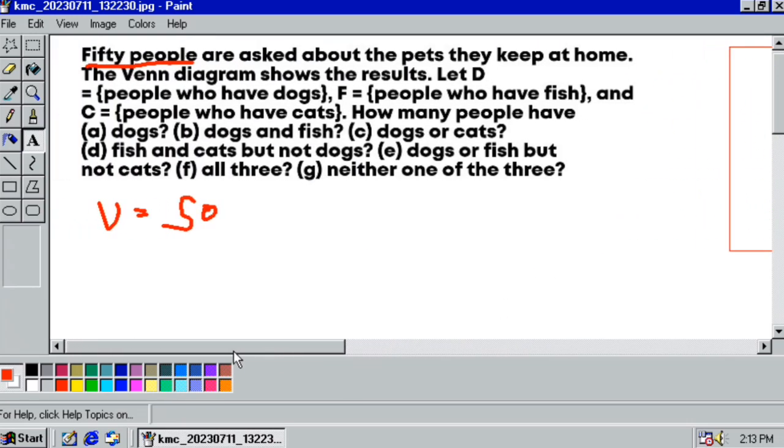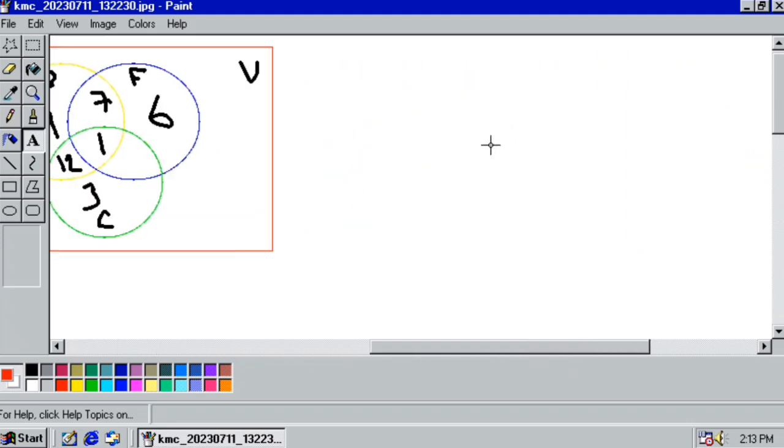So we're looking for the people who have dogs. So let's find dogs first.